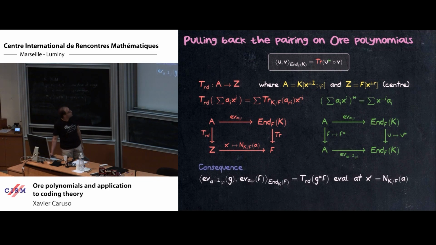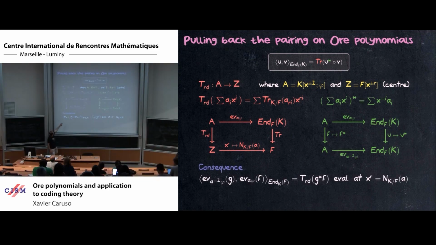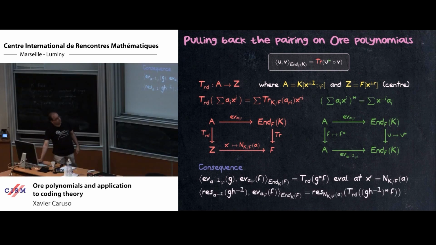Using this, you see that the pairing of the evaluation of G and the evaluation of F at this point is actually the reduced trace of G star F evaluated at some point. And I'm finished with that. You have the same thing for the residue. The pairing of the residue and evaluation is the residue of the reduced trace of something.